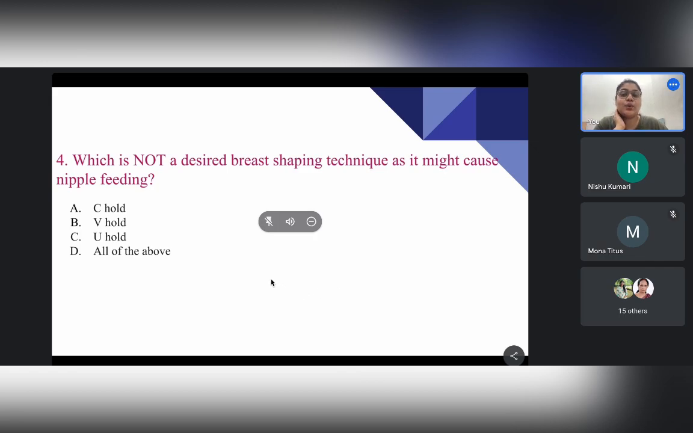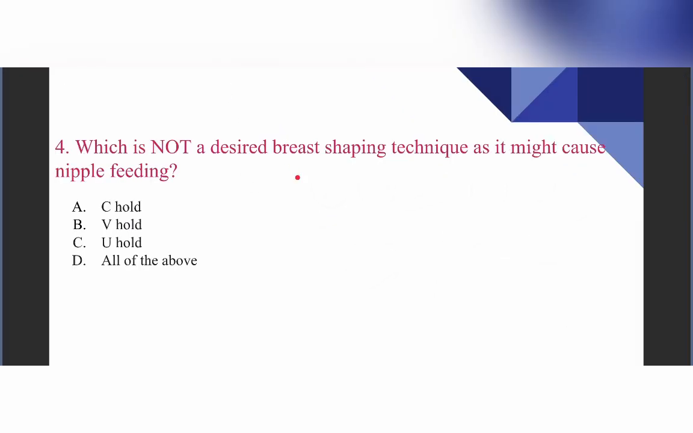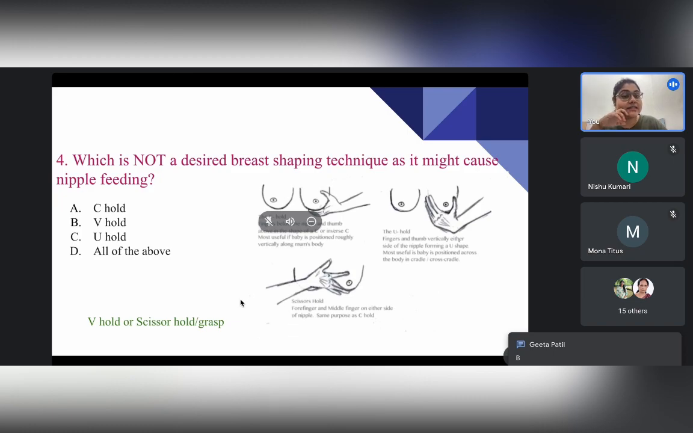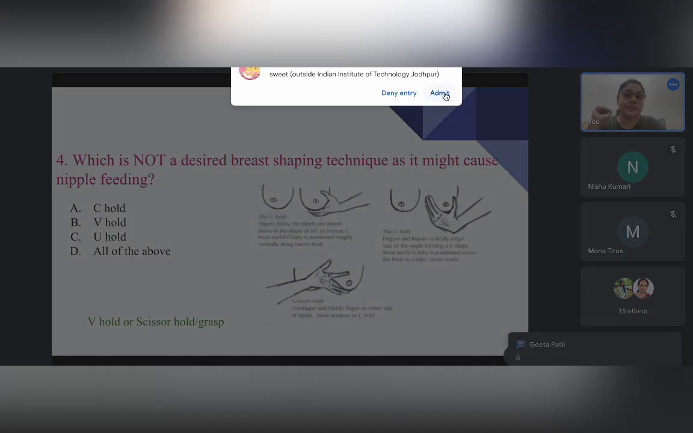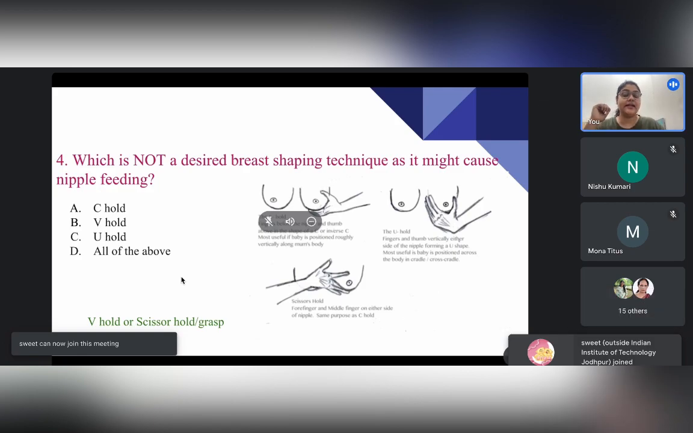The question is, which is not a desired breast shaping technique as it might cause nipple feeding. Okay, let us move forward with the question. So, as we have just discussed, there can be various shapes as to how the breast tissue needs to be held by the mother, right? Based on the position of the baby, it should be adjusted as such. So, let us see the answer. So, the answer is V hold, right? V hold is also known as scissor hold or scissor grasp.